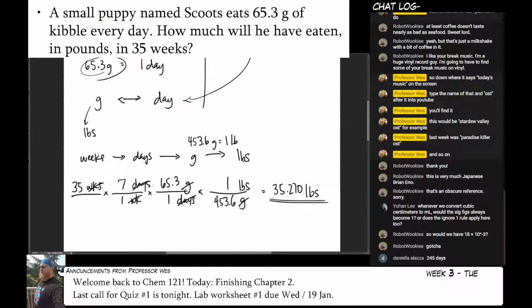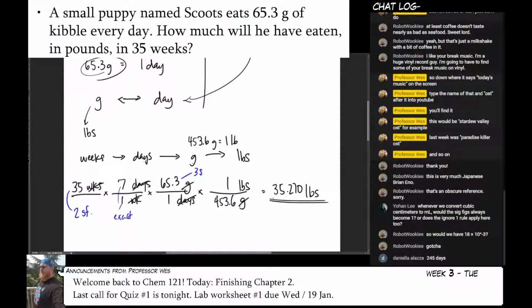Now, how many sig figs should I have? Is 35 weeks an exact number? Hard to say, really. As written, I think that it should imply that there are 2 sig figs. However, you could count weeks on a calendar, and then it would be exact. These are exact, so we'll ignore.